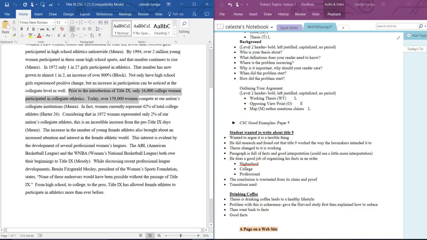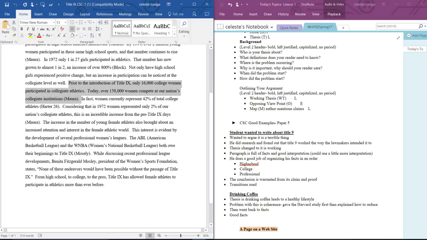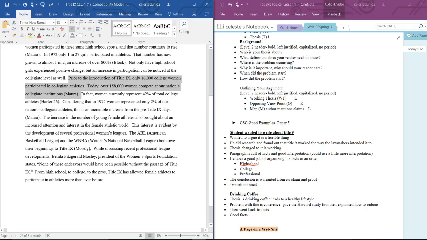"Prior to the introduction of Title IX, only 16,000 college women participated in athletics. Today, over 158,000 women compete at our nation's collegiate institutions." Awesome. "In fact, women currently represent 42% of total college athletics." Awesome. "Considering that in 1972, women represented only 2% of our nation's collegiate athletics, this is an incredible increase from pre-Title IX days." Notice this.